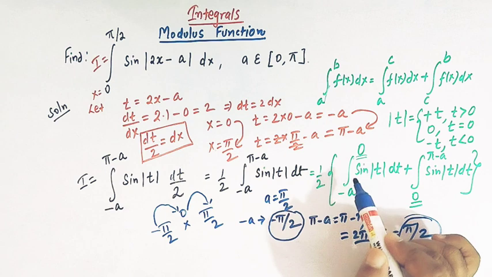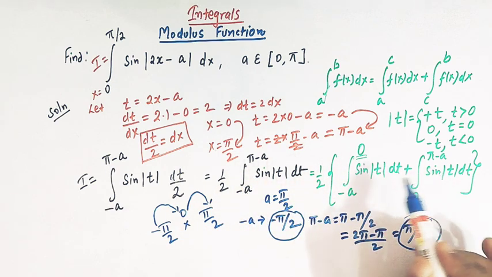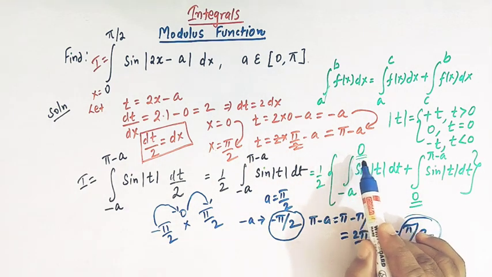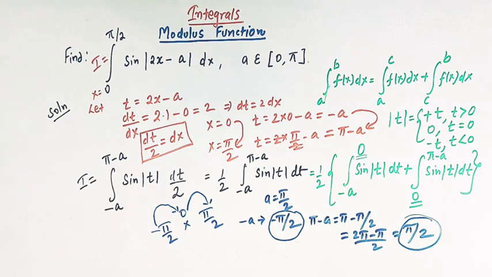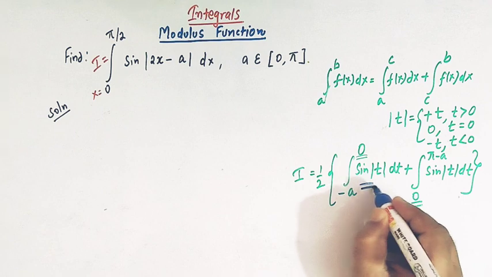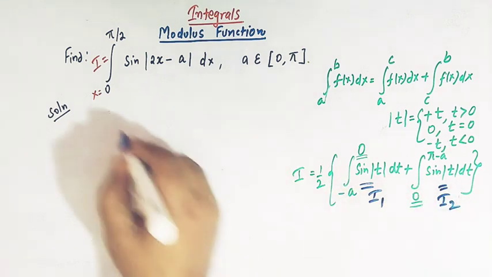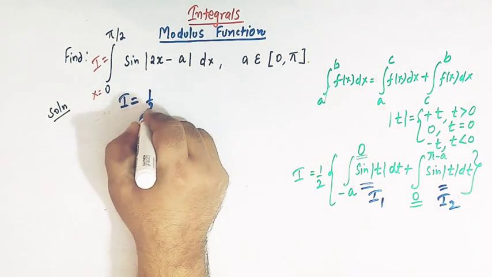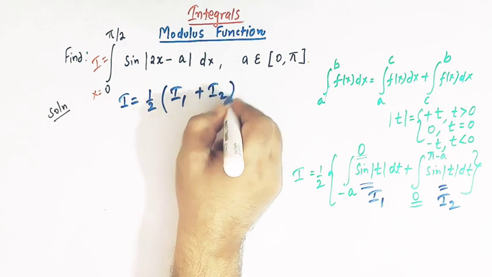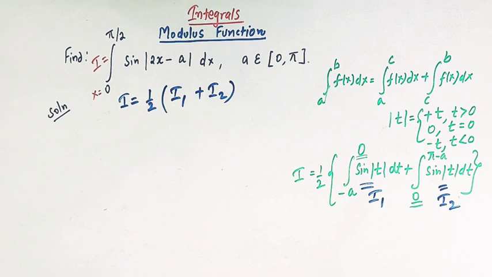So that's why we have written this interval as a sum of two integrals, and 0 is the point where we have split this integral into two parts. So now let us take this integral as I1 and this integral as I2, right? So I is now equal to half, and we have I1 plus I2, right? So we'll separately solve I1 and I2.